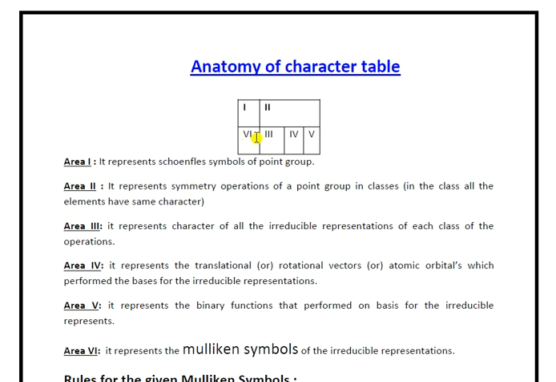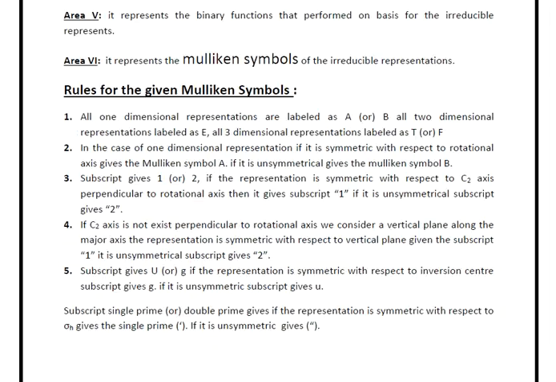Next, the last one is region 6. Region 6 represents the Mulliken symbols of the irreducible representations. In this area, we observe Mulliken symbols. Next, we see the rules for Mulliken symbols.